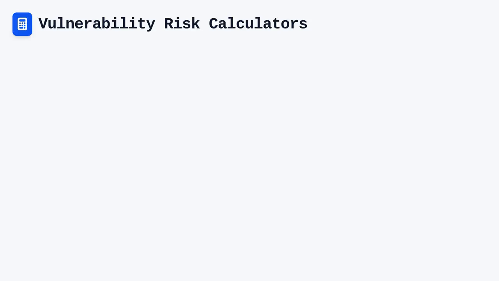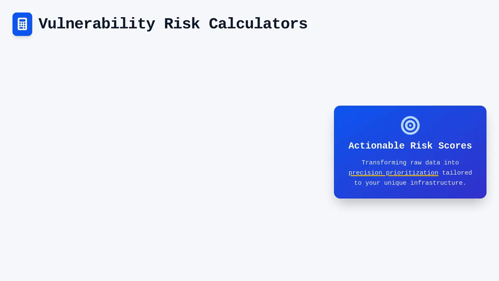Vulnerability risk calculators are the engine room of your prioritization strategy, transforming raw data points into actionable risk scores. When you design these calculators, you are fundamentally defining what constitutes a critical threat to your unique infrastructure rather than relying on generic industry benchmarks.